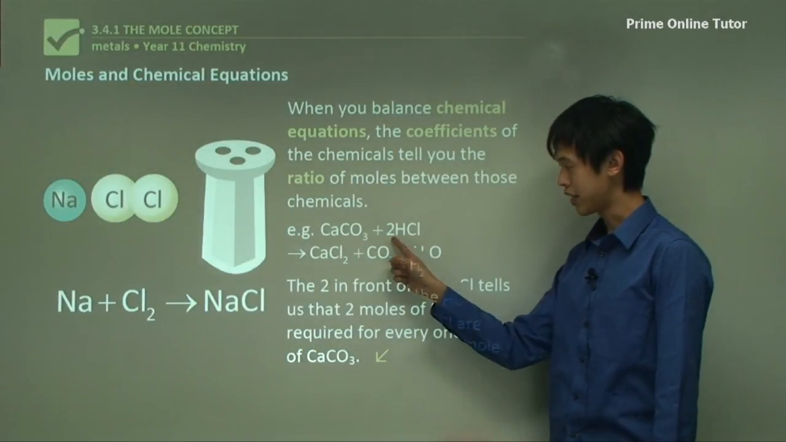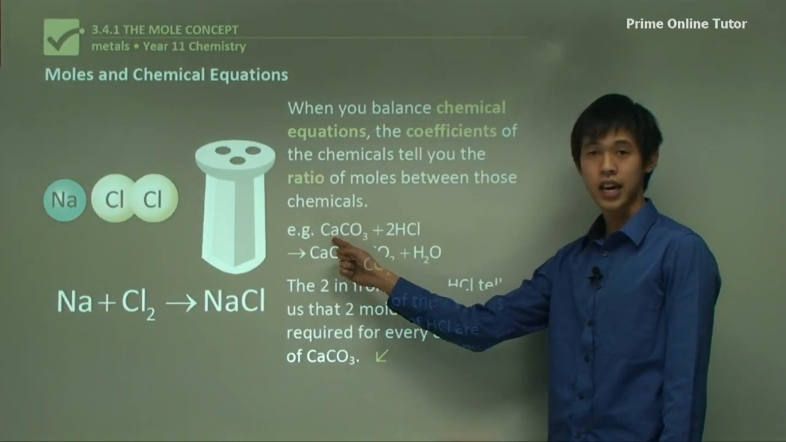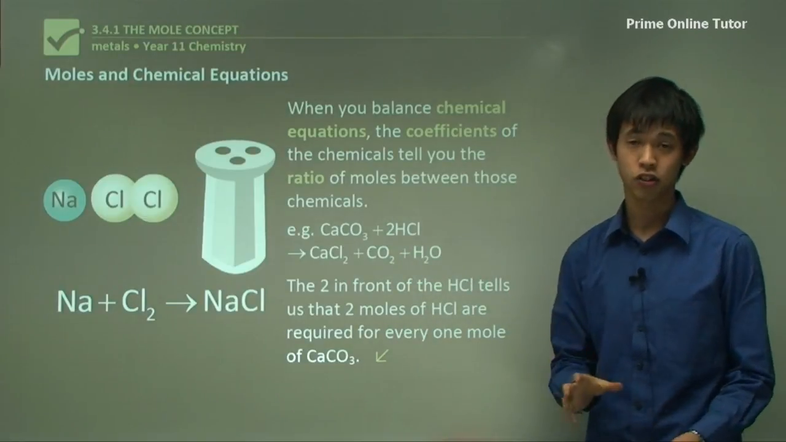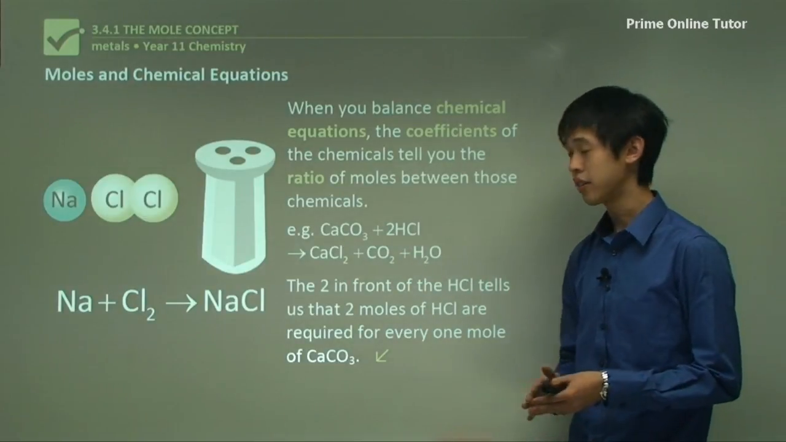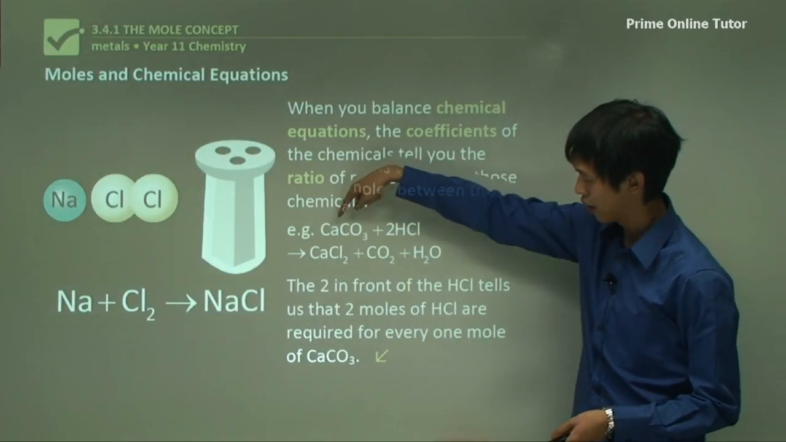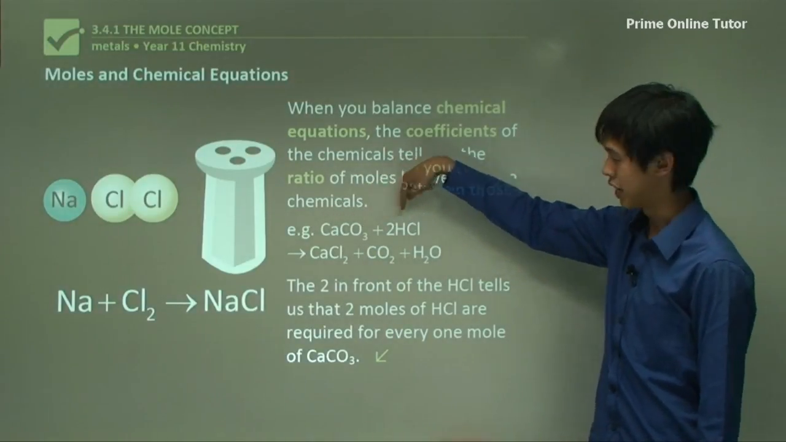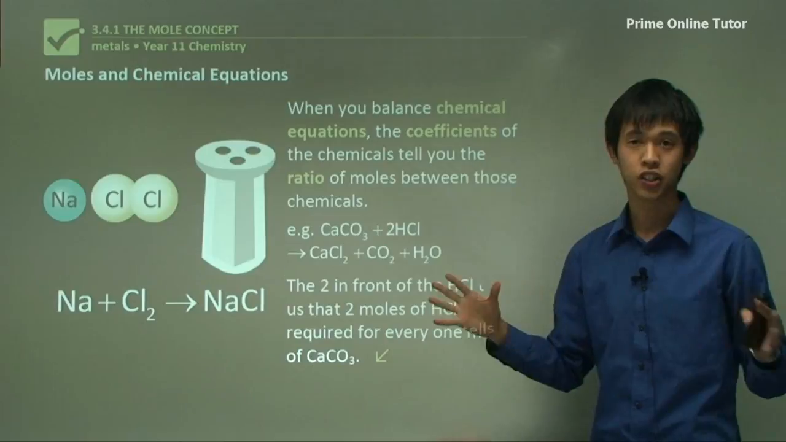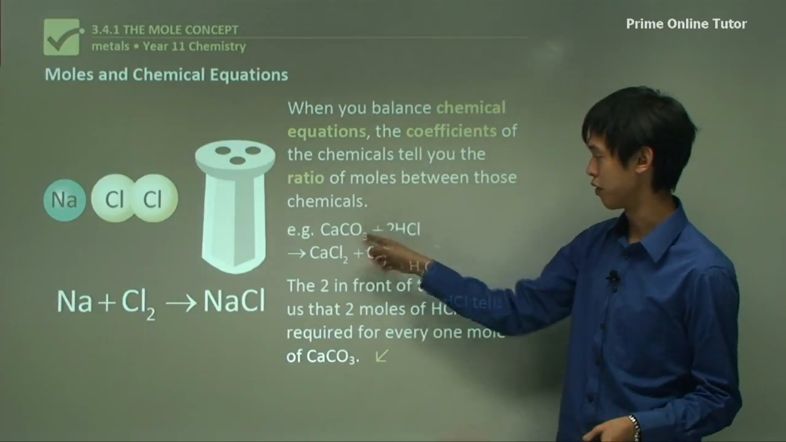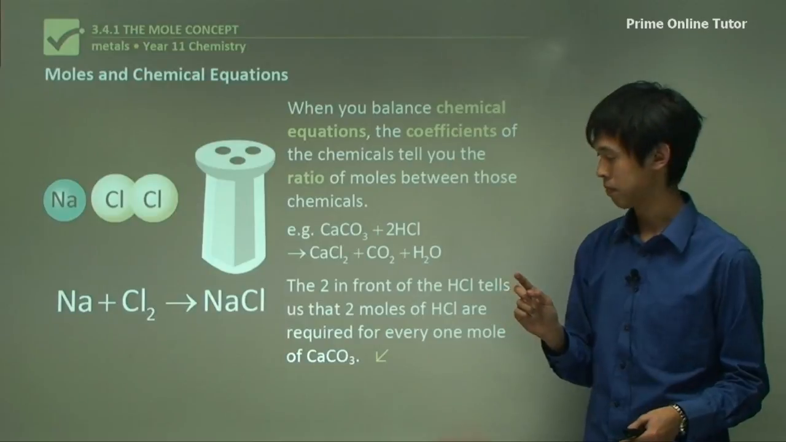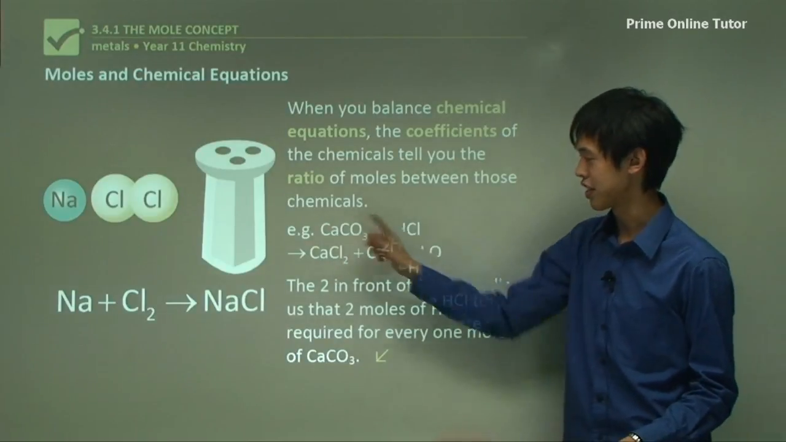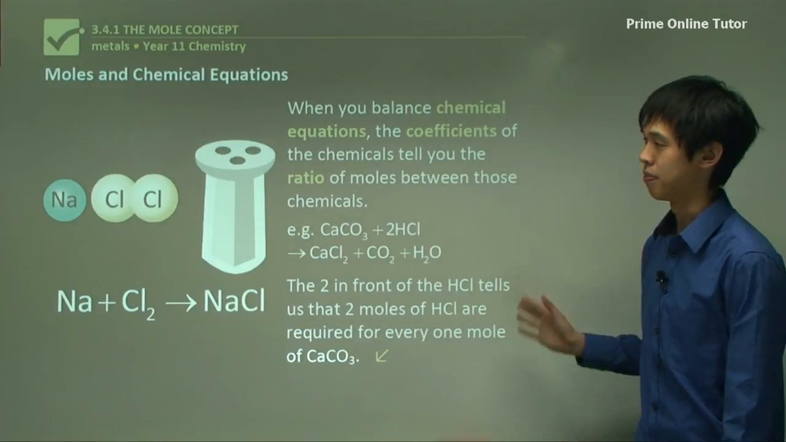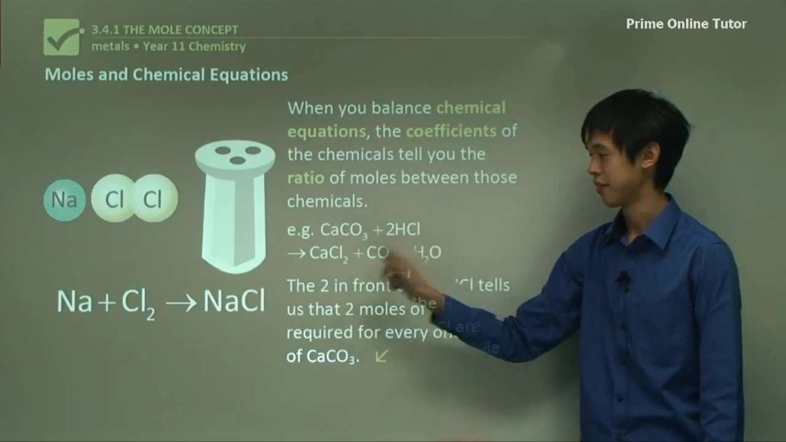So the 2 here tells you that for every 1 calcium carbonate molecule that I use, we need 2 hydrochloric acid molecules. Or for every 1 mole of calcium carbonate that I have, we need 2 moles of hydrochloric acid for this reaction to finish, for you to have all of these used up. Okay? These coefficients, these numbers at the front, are sometimes called the stoichiometric coefficients. Very big word, it just means numbers at the front of the chemical reaction.